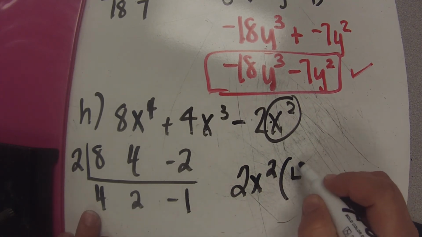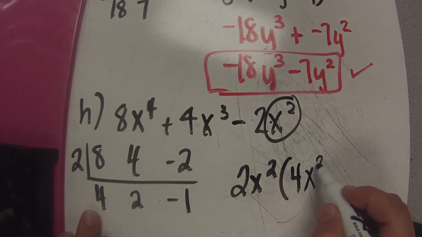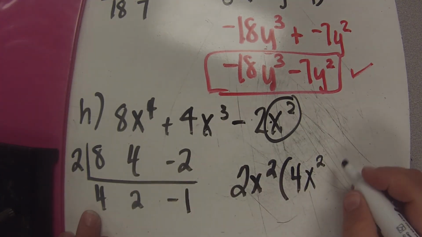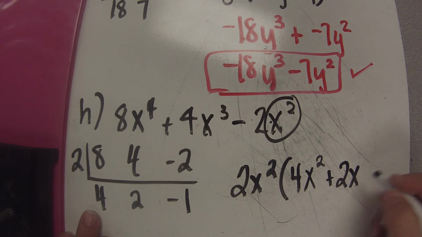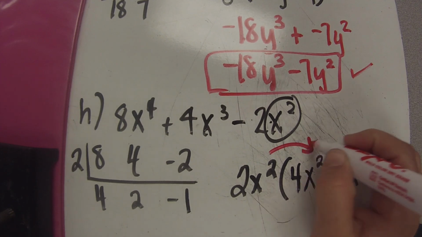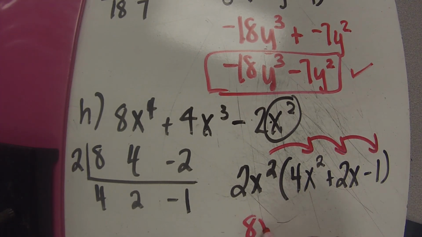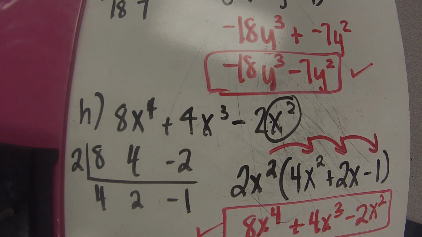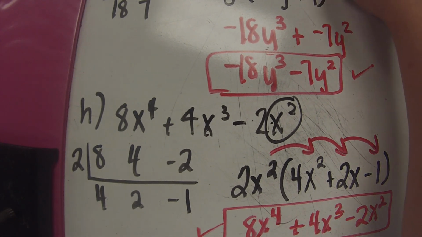Okay, what's left over is going to be 4x to the 2. Okay, it reduces by that factor. Plus 2x minus 1. And I want to double check this just real quick. If I distribute this to both terms, I get an 8x to the 4 plus 4x cubed minus 2x squared. Oh, sorry, this is to the cube. And so this matches. This is good. It's very easy just to go ahead and do all of your checks really quick. Okay, so that takes care of factoring by greatest common factor.